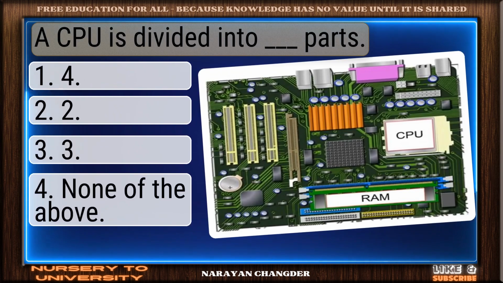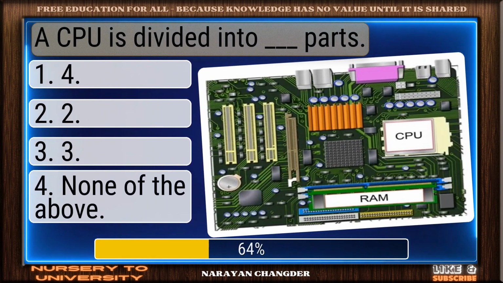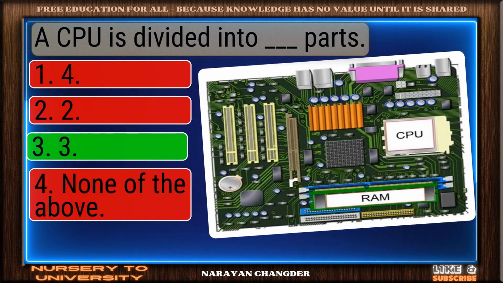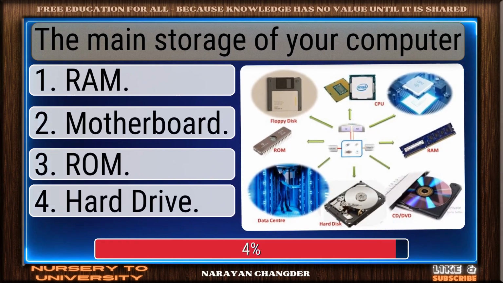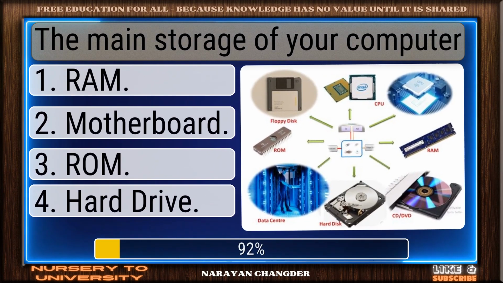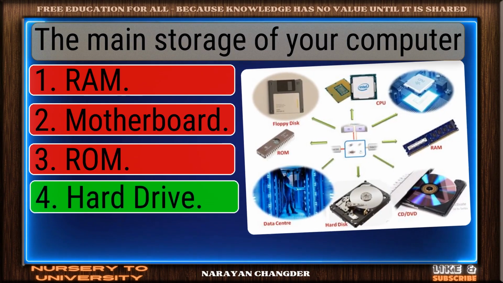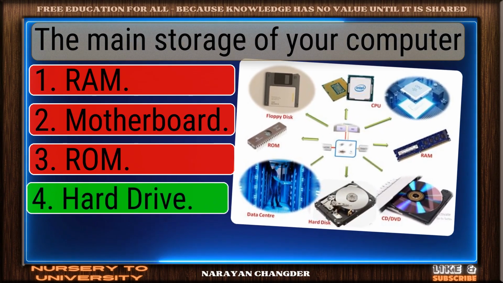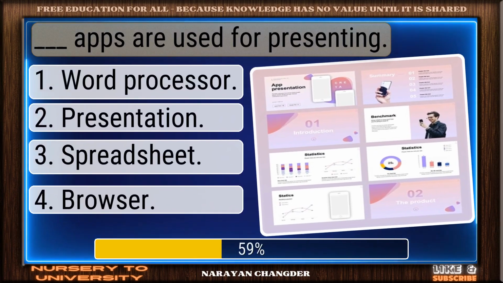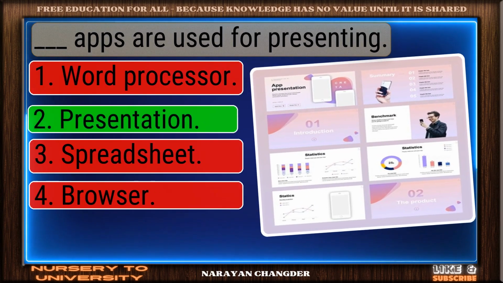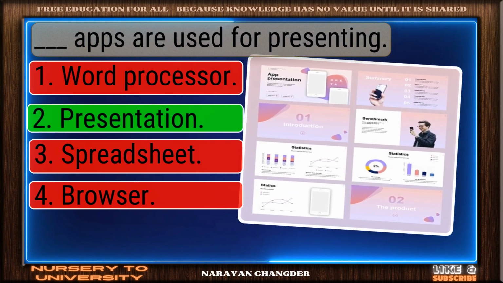A CPU is divided into dash parts. You got it. Your choice 3 is right. The main storage of your computer. Exactly. Hard drive makes sense and it is right choice. Dash apps are used for presenting. Perfect. Presentation is the correct choice.